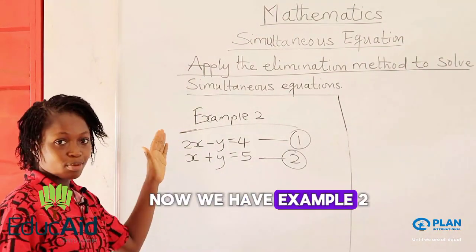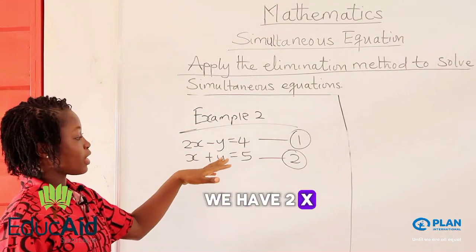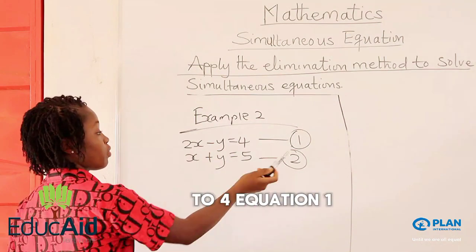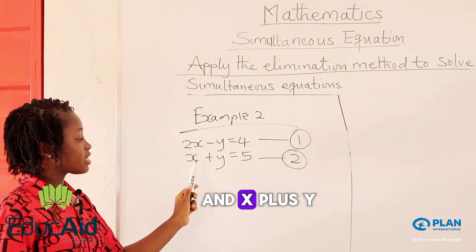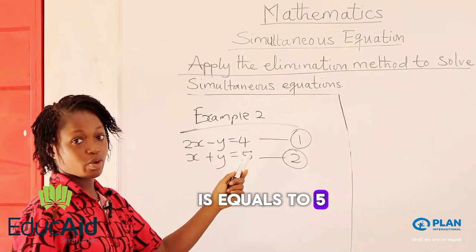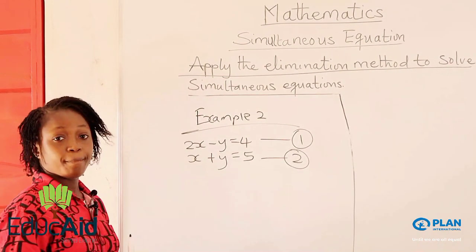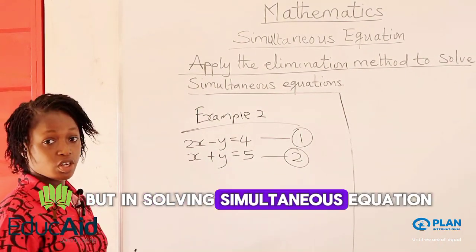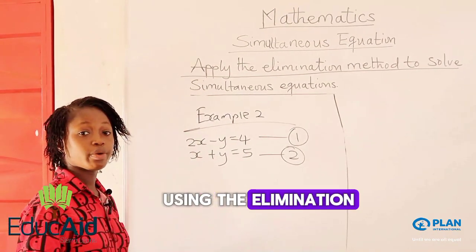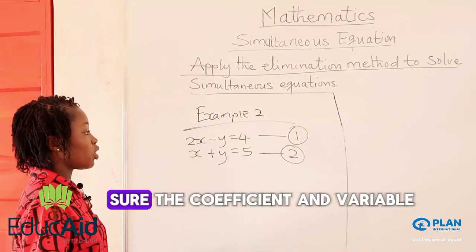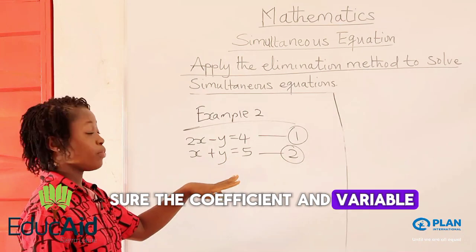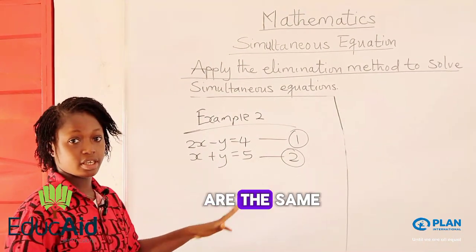Now we have example 2. We have 2x minus y is equal to 4, equation 1, and x plus y is equal to 5, equation 2. But in solving simultaneous equations using elimination, we have to make sure the coefficient and the variable we want to eliminate are the same.